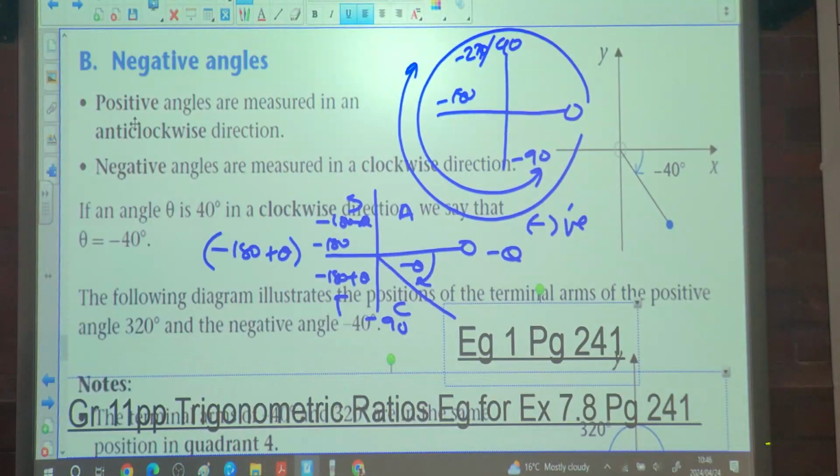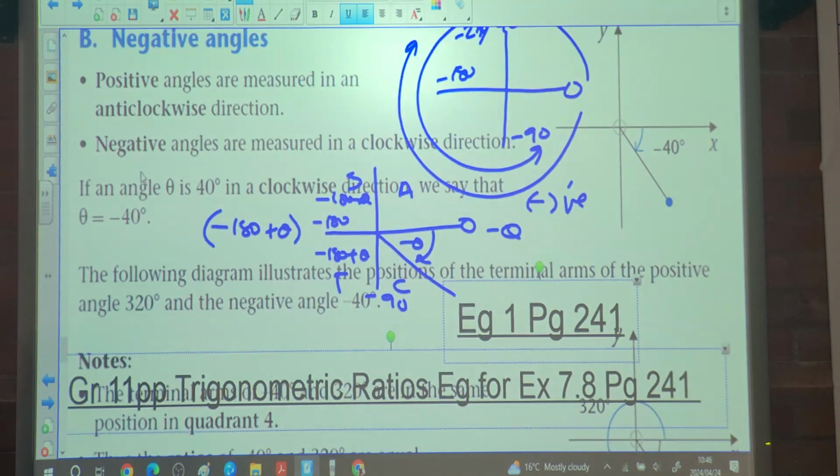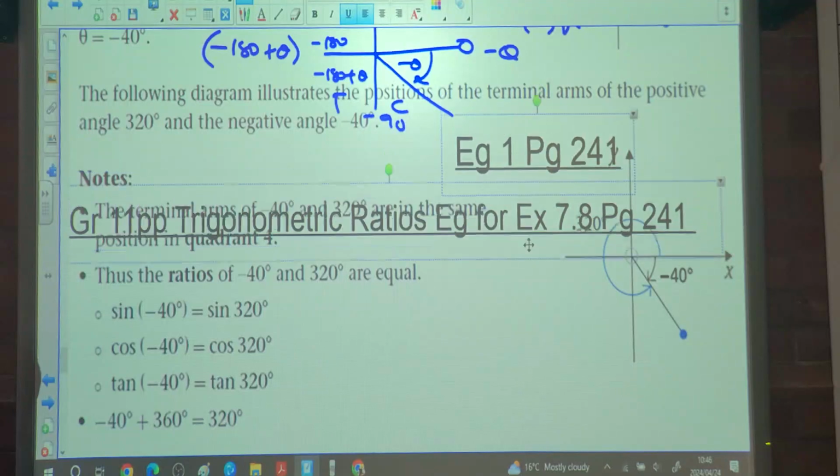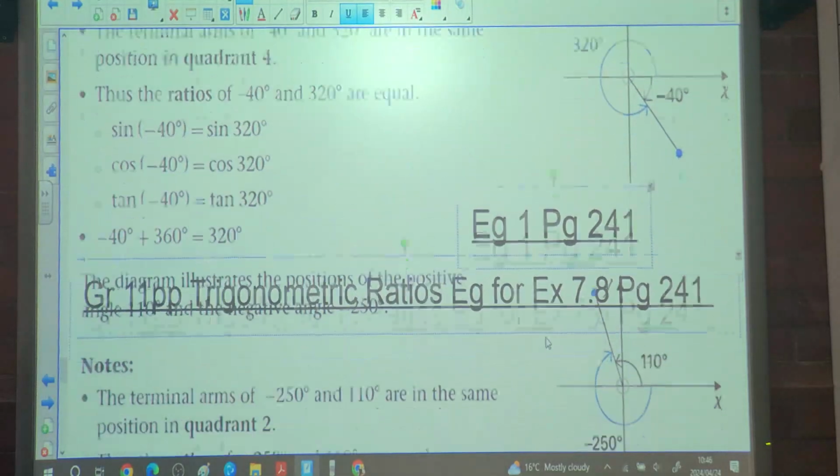Alright, so what do we say here? Positive angles are measured in an anti-clockwise direction, negative angles are measured in a clockwise direction. That's what I indicated there. If the angle theta is 40 in a clockwise direction, we say theta is negative 40. The following diagram illustrates that, which we already spoke about.